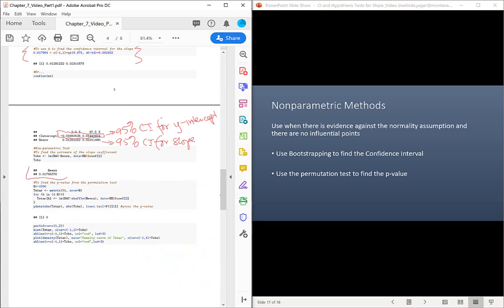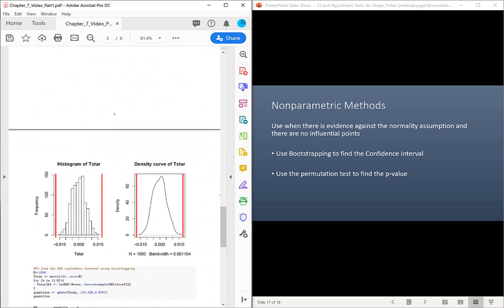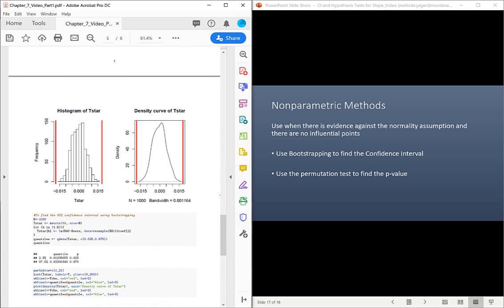First, we'll find the estimate of the slope and assign that to tops. To find the p-value from the permutation test, we're going to take 1,000 different permutations. Here's the code to find our p-value. We can see our p-value is essentially 0, less than 1 out of 1,000. Based off the permutation graphs, we can see that our test statistic falls way out in the tail of the distribution, showing no observations at the test statistic or more extreme.